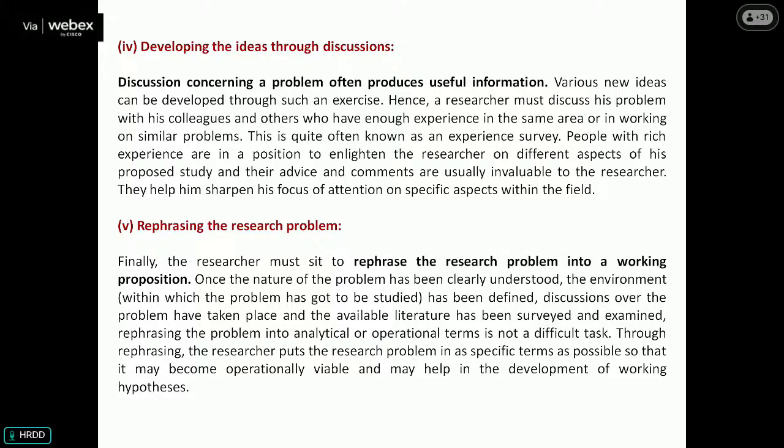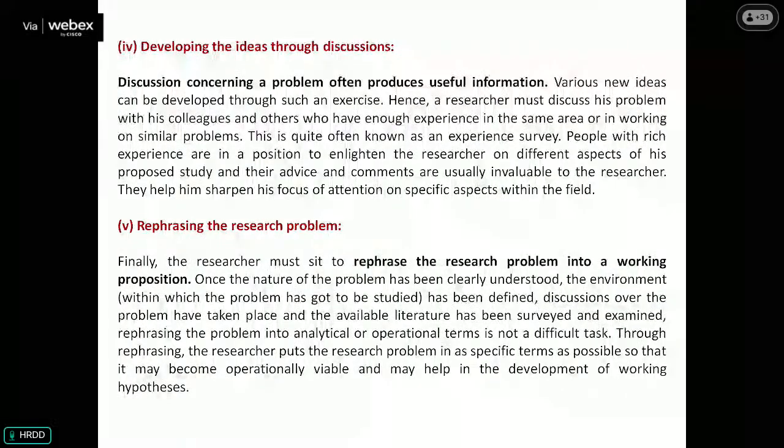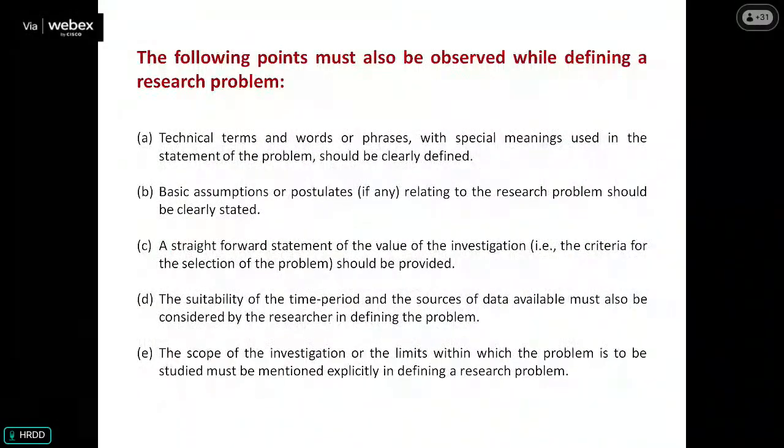Through rephrasing, the researcher puts the research problem as specifically as possible so that it may become operationally viable and may help in the development of a working hypothesis. This is what it is all about, the research problem. Okay. The following points also we observe while defining a research problem.